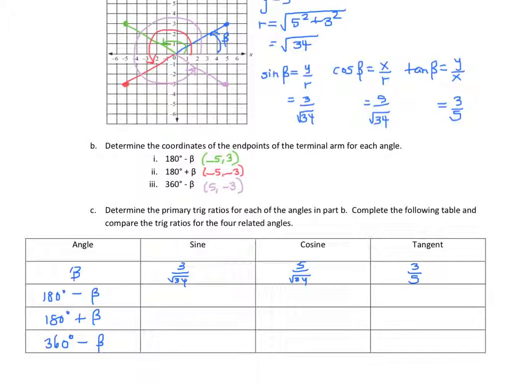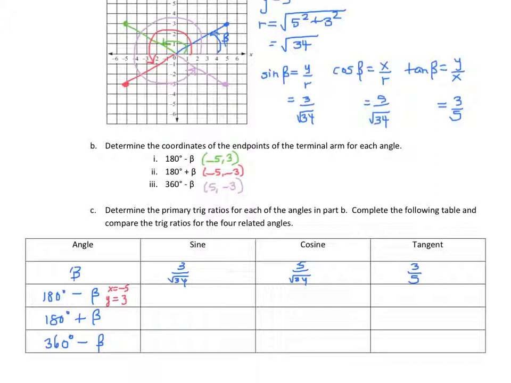So then we can go through and do the same thing for the related angles. Now for the next one, 180 degrees minus beta, remember we said that a point on that terminal arm would be negative 5, 3. So for this one we'll have x equals negative 5 and y is equal to 3. And of course the length of r doesn't change. All 4 of those terminal arms would have the same length.